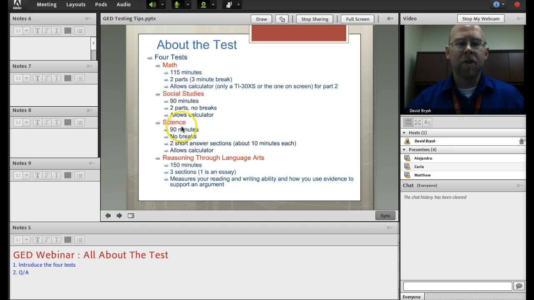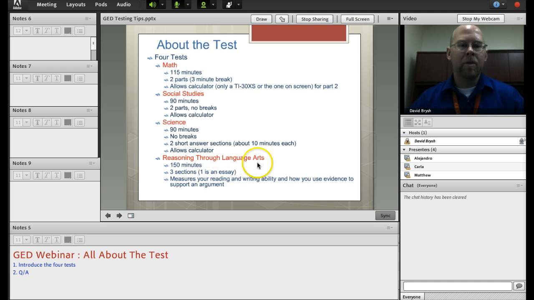For science, it's also 90 minutes, also no breaks. There are 2 short answer sections, and then multiple choice questions. The 2 short answer sections are generally designed to be about 10 minutes apiece, so they're essentially a paragraph or so of an answer. The science one also has a calculator for the equations and the physics-based stuff. Knowing the formulas can be helpful, although I'm not sure it's totally necessary. If you know what velocity is, stuff like that could help you.